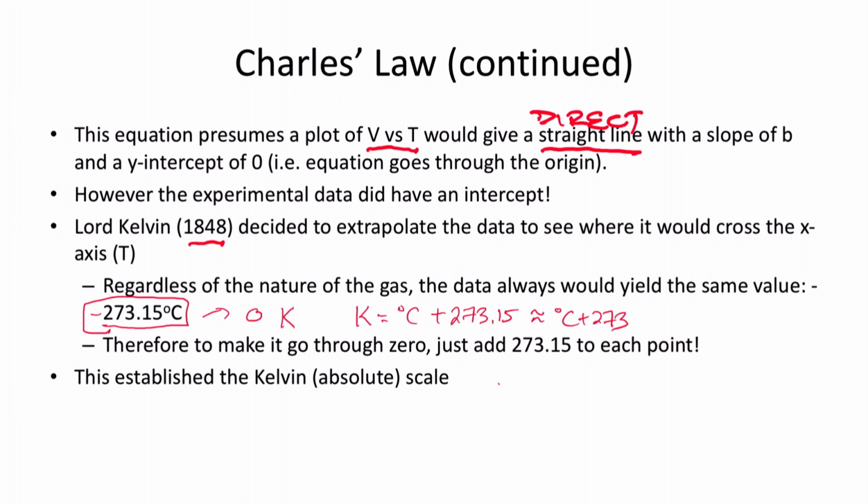So whenever you use Charles's law, V1 over T1 equals V2 over T2, you have to make sure that your temperature is in Kelvin, it cannot be in Celsius. You will get the wrong answer.